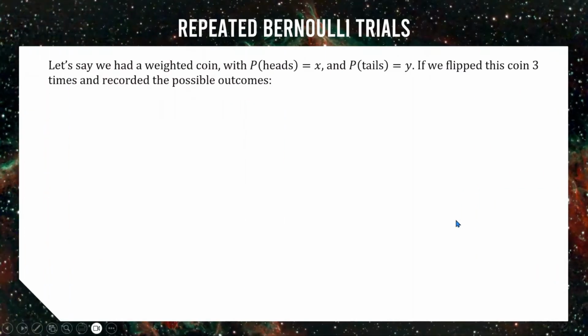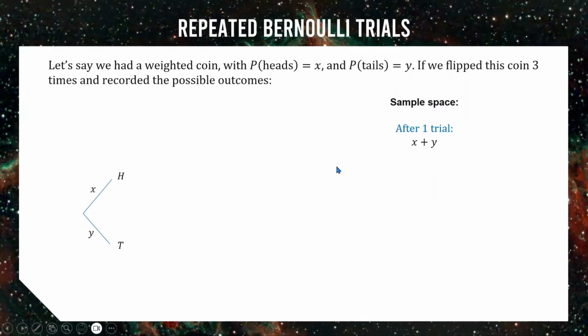Okay, to give you an idea of how these repeated Bernoulli trials work, we're going to flip a weighted coin where the probability of heads is X and the probability of tails is Y. May or may not be 50-50 depending on the weight. We're going to flip the coin 3 times and have a look at what the sample space of all possible outcomes looks like. So after one coin flip, we either have heads or tails. So the sum of our entire sample space would be either X or Y, so X plus Y in total.